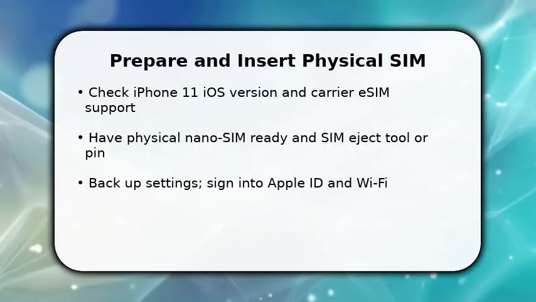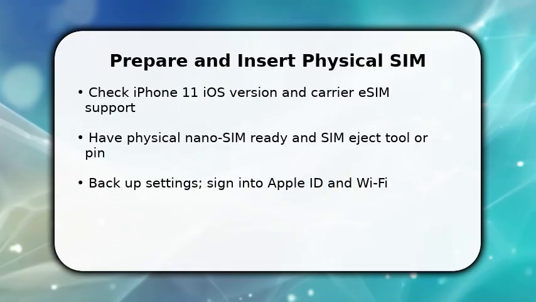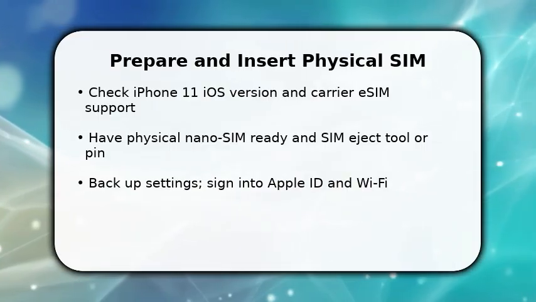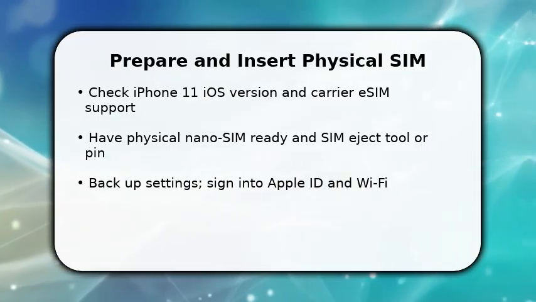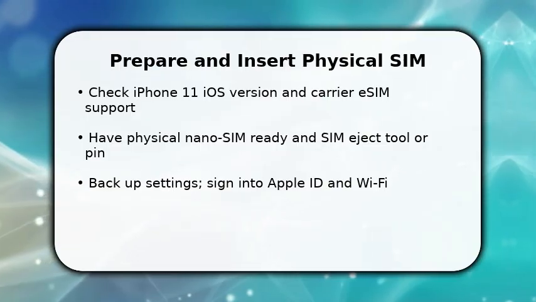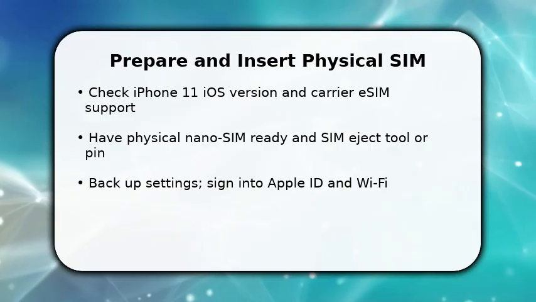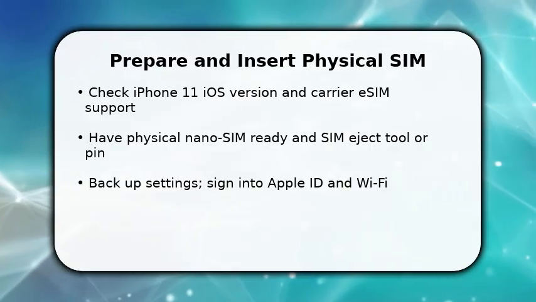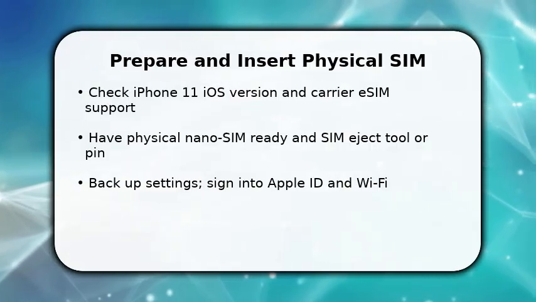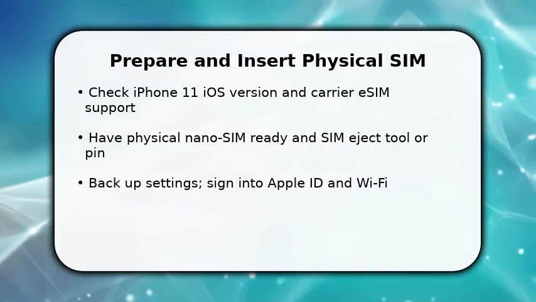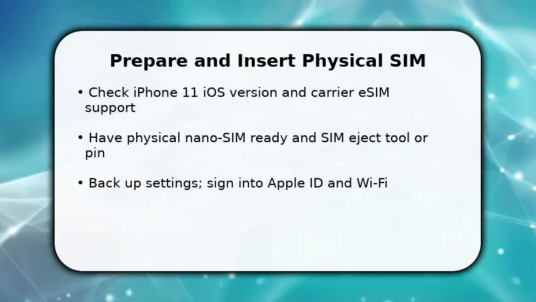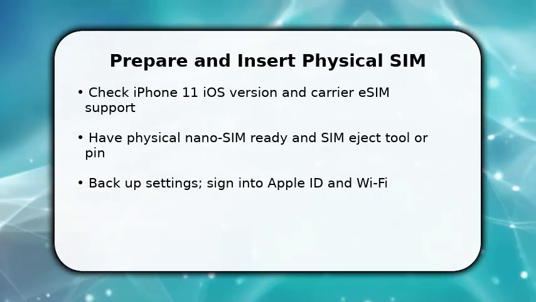You begin by confirming prerequisites. Make sure your iPhone 11 is updated and your carrier supports eSIM alongside a physical SIM. Once confirmed, power off briefly, use the SIM eject tool to remove the tray and insert the nano SIM correctly so the notch aligns. This prevents read errors. After inserting, reinsert the tray and turn the phone on.